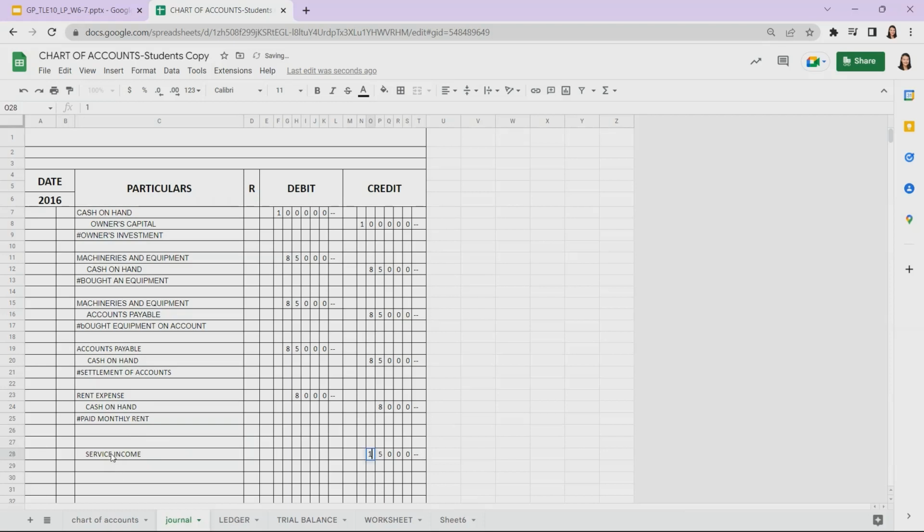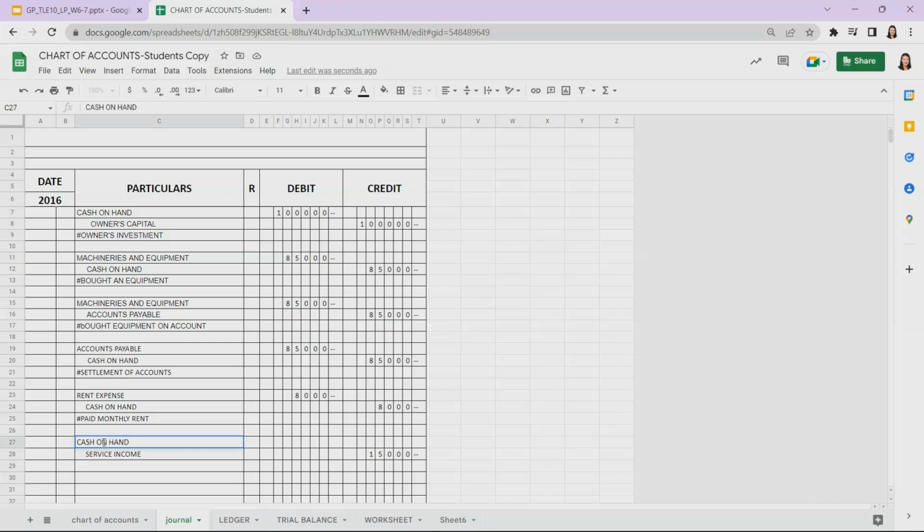Again, the reason why we have credit, service income, kasi nagtrabaho tayo. Nagkaroon tayo ng trabaho, kumita tayo. Anong nangyari sa kita natin nung nagtrabaho tayo? Nag-increase. Anong account title? Service income. Saan natin nilalagay ang income kapag nag-i-increase? Sa credit side. Ano naman ang debit natin? So, nagtrabaho tayo, kumita tayo, magkakaroon tayo ng anong ibabayad sa atin ng customer pag nagtrabaho tayo? If we provided them services, they will provide us the payment, which is money, cash on hand.